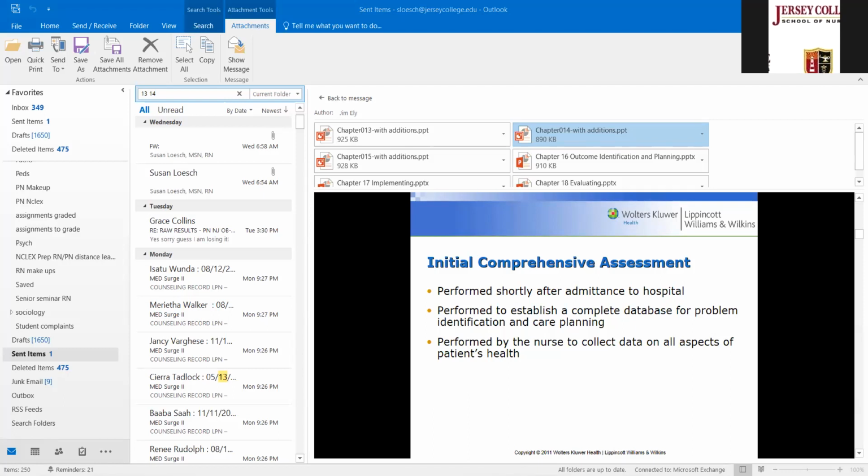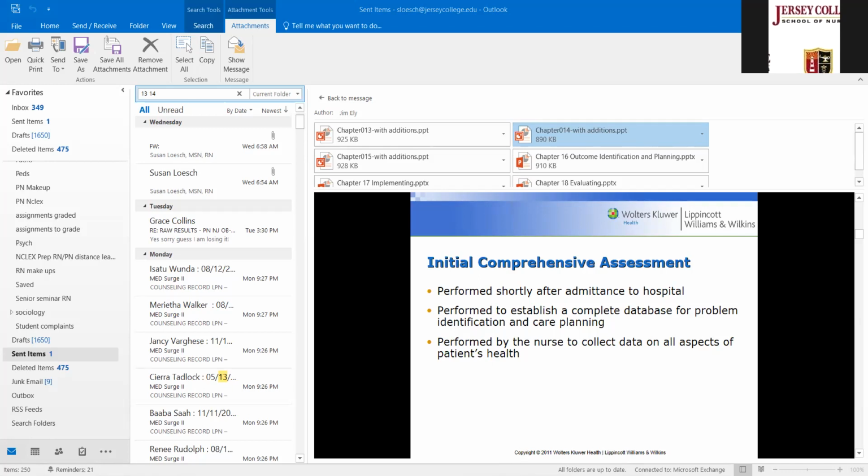We're gathering data about a specific problem to identify a new or overlooked problem. The nurse will collect the data about that specific problem. We might ask the patient what their symptoms are. When did they start? Is there anything different today that prompted you to seek care? Anything better, anything worse?